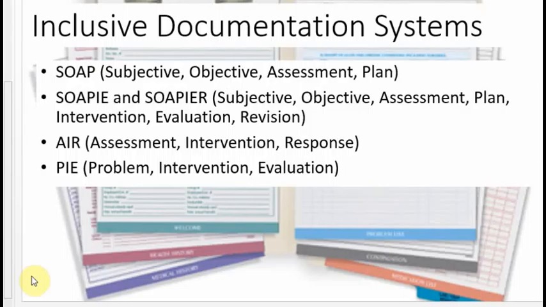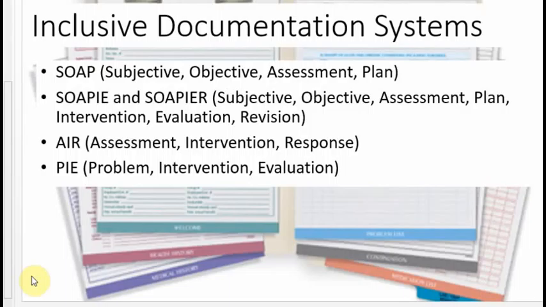AIR is assessment, intervention, response. It's a quick and easy, basic way for care providers to maintain efficiency and accuracy in their documentation. It's especially useful when an employing facility or agency has no specific documentation system in place already. So what did you assess? What was your intervention? And again, what was your evaluation? So all of these have similar components. They're just worded a little bit differently.